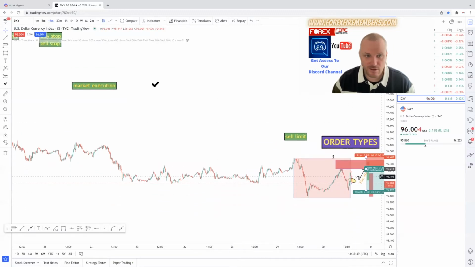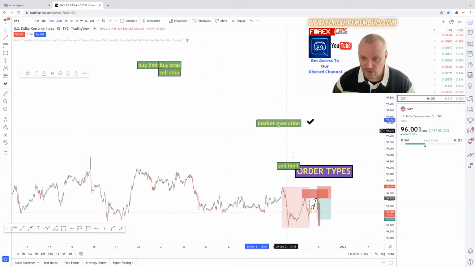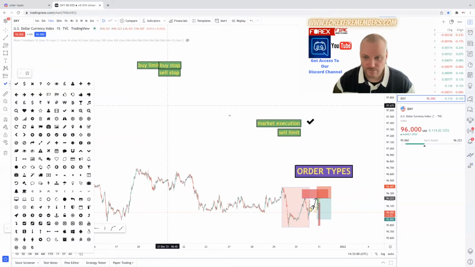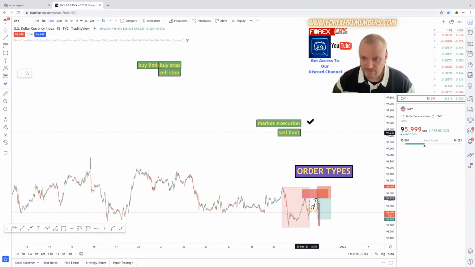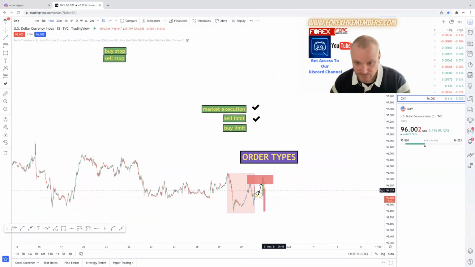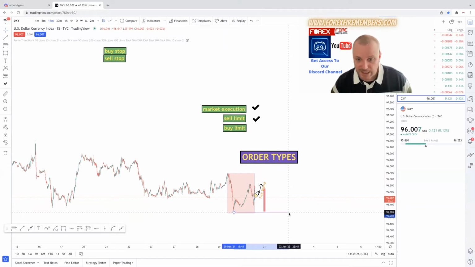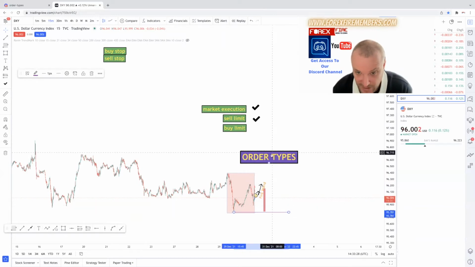Right, let's just scale this in. So we've done the market execution, we've done sell limit. We now are going to do a buy limit. Now, it's basically a mirror image. So whatever you have got on the sell limit, you are basically looking the opposite. Sell limit and buy limits are the same, it's just they're going to move in an opposite direction.